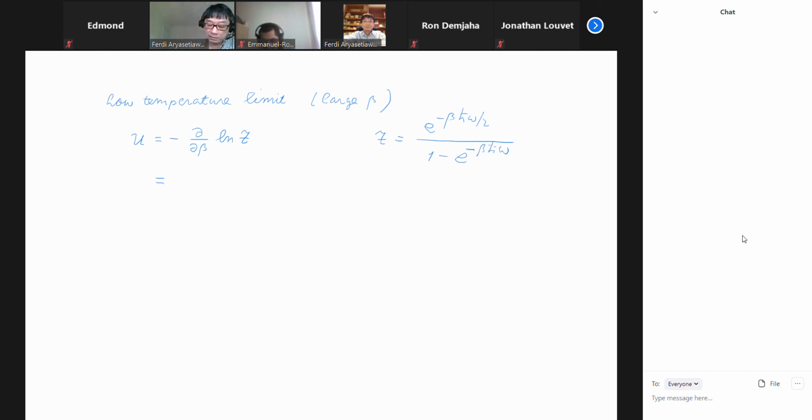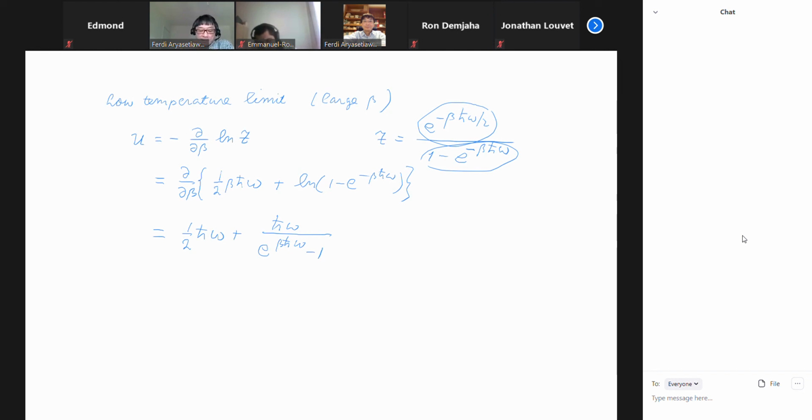Okay, so we just take this derivative, so that becomes d by d beta. And so we get, we take the log of z, then we get 1/2 beta h bar omega. That's from the numerator, and then we get log of 1 minus e to the minus beta h bar omega from the denominator. So we can easily calculate this. That gives me half h bar omega plus h bar omega divided by e to the beta h bar omega minus 1.